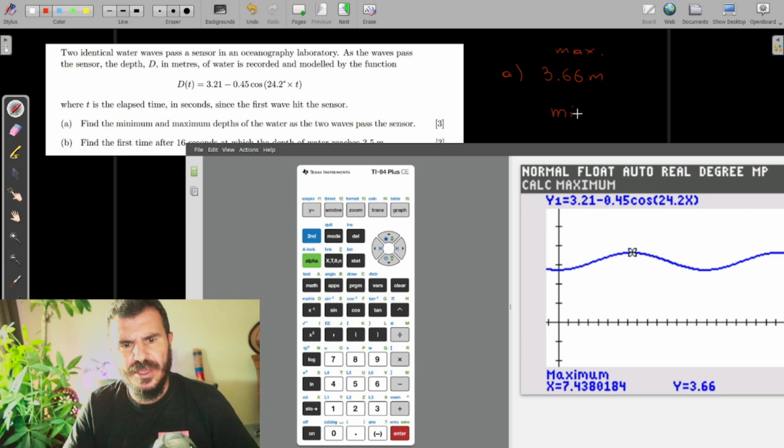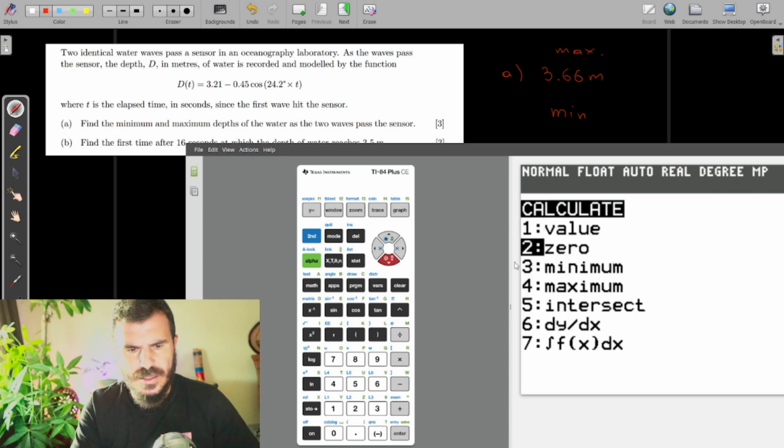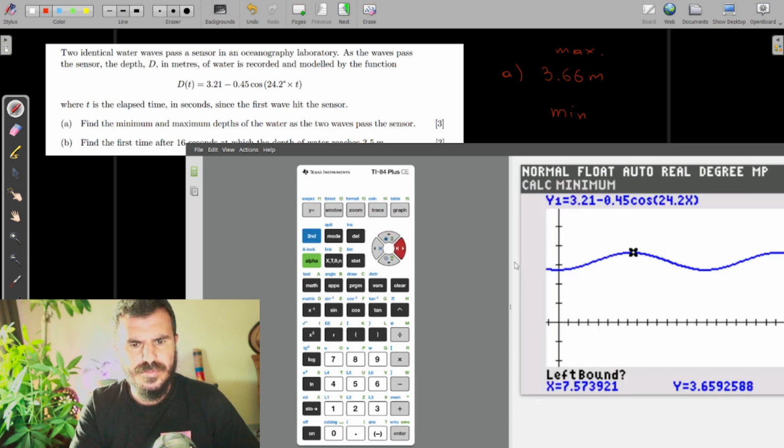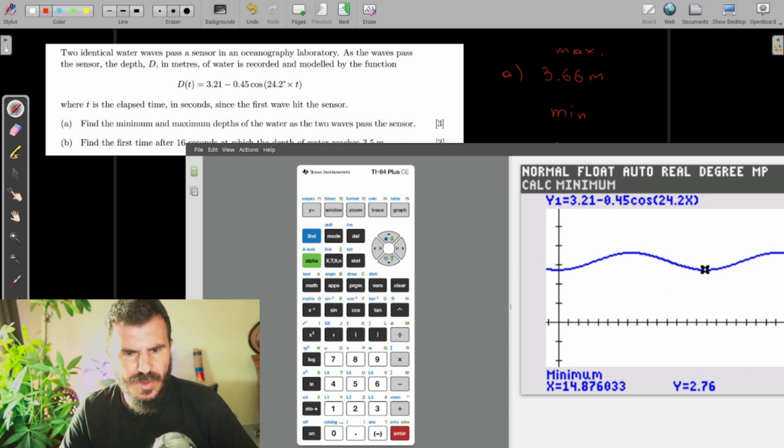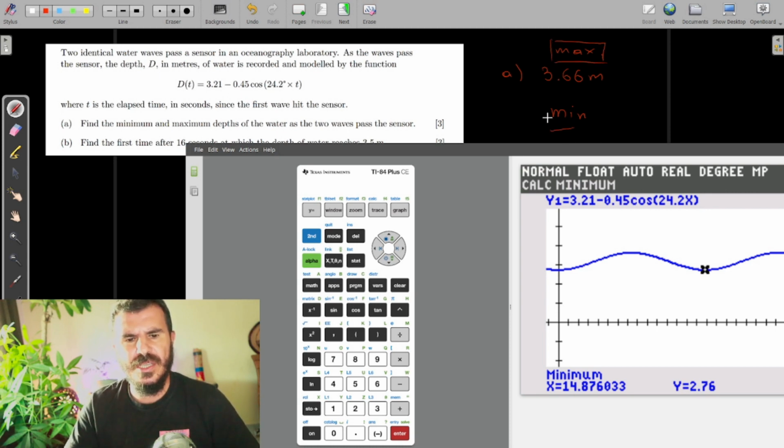Let me find my minimum. So again the same process, second trace, minimum. I'll go left bound before the minimum, right bound after the minimum, and then a guess in the middle. So it will give me 2.76 meters as a minimum. There it is. Easy, only using the calculator.